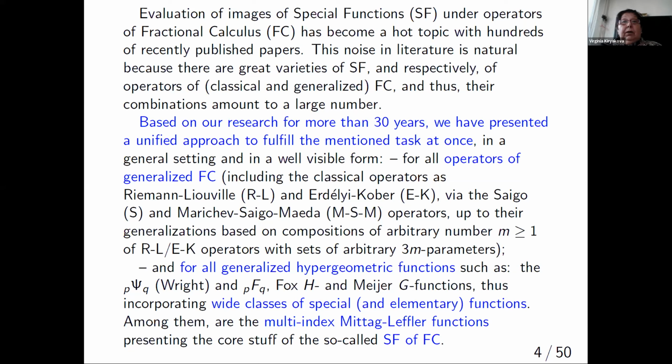the result holds also for all generalized hypergeometric functions such as the Wright function psi q, the pFq function, the Fox H-function, the Meijer G-function. In this way, the results incorporate very wide classes of special and elementary functions, among which are the multi-index Mittag-Leffler functions. Next slide.